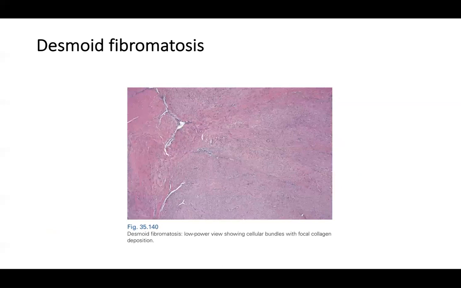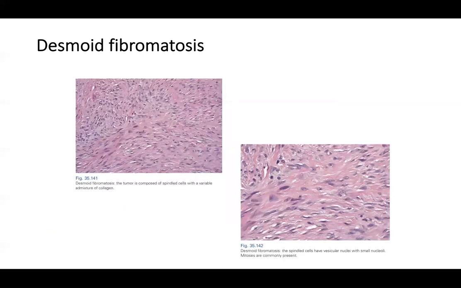Here is a low-power picture of a desmoid fibromatosis showing the cellular bundles with focal collagen deposition. Again, pretty nonspecific. It'd be hard to say 100% what's going on until you get to higher power and you start to really appreciate that elongated fascicular architecture. Again, I do think that this is tough to make the diagnosis without putting together a more holistic assessment of an entire specimen. But you can see here on these examples of entities that were shown to be desmoid fibromatosis that the tumor is composed of a lot of spindle cells, variable admixture of collagen.